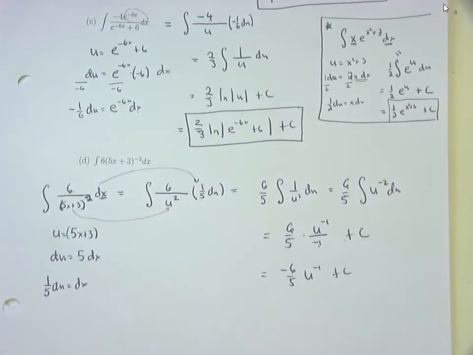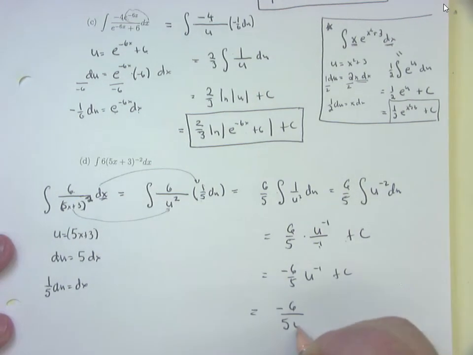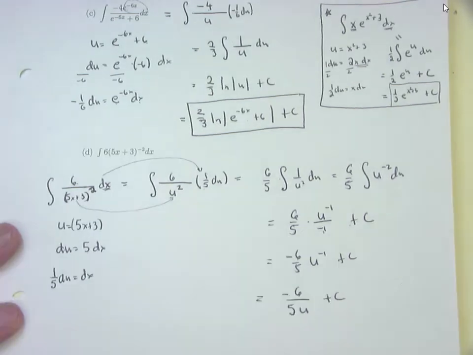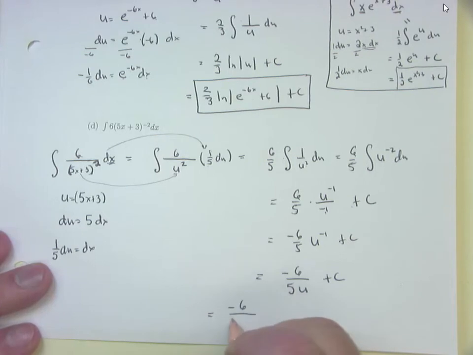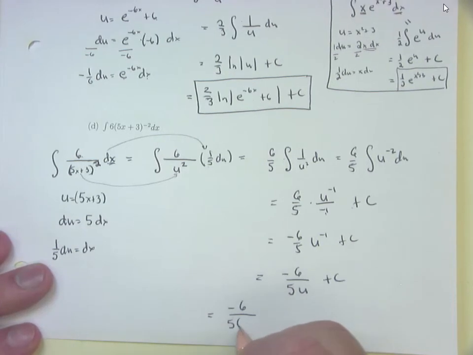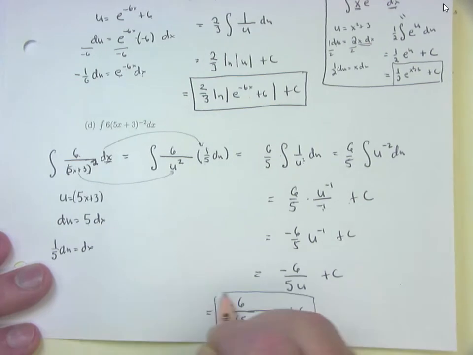But now, here's the deal. Where does the negative exponent put you? If it's on top, where's it going to put you? To the denominator. So this becomes negative 6 over 5u to the first power plus c. And one last move. What's the last thing I'm going to do to get this answer? Back substitute. So this would be equal to negative 6 over 5 times u, and u was 5x plus 3, 5x plus 3, close parentheses, to the first power plus c. And there's my answer.